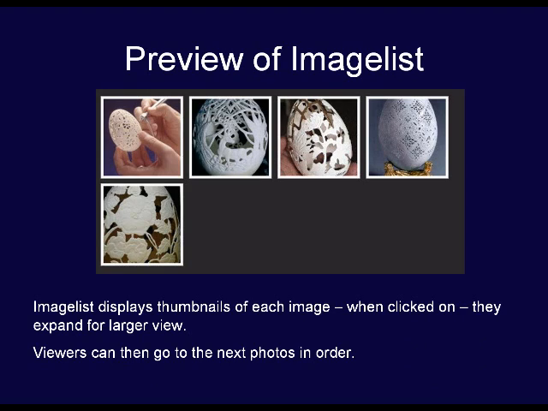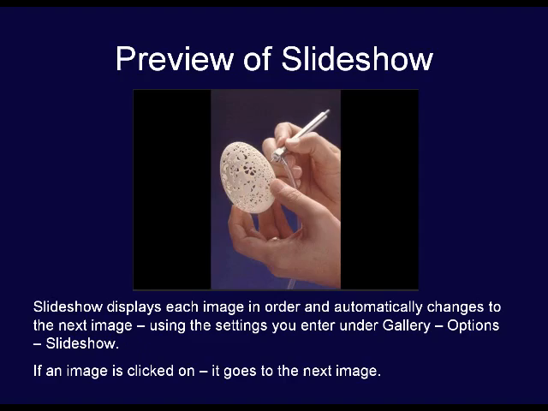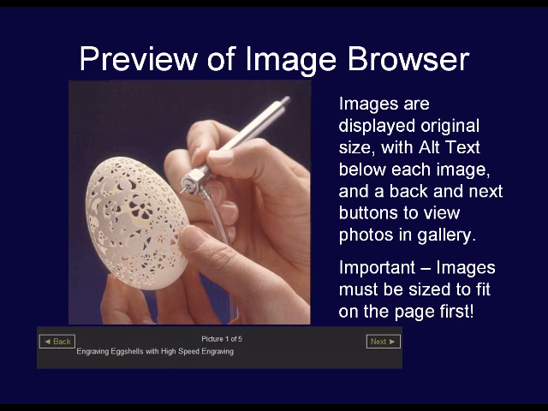So when I previewed it, I just took a screen capture of the image list, and that's the 5 thumbnails. If you choose image list, you get thumbnails of the images in that gallery. If I do a slideshow, the slideshow displays each image in order, automatically changes to the next image. And under the gallery, there's some settings where you can change the slide times and all that stuff. If an image is clicked on, it goes to the next image, but if people do nothing, it just rotates through the images in a slideshow.